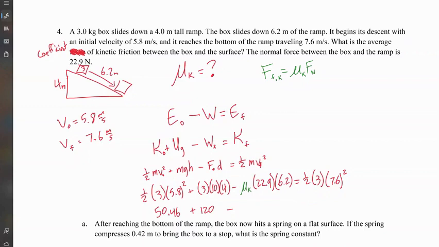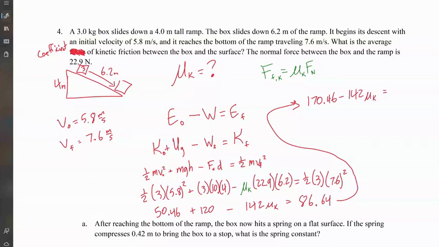Okay, 22.9 times 6.2. So this would be 142 essentially times mu kinetic is equal to, and then 1/2 times 3 times 7.6 squared, 86.64. Okay. So if we set this all up over here, I'm just going to bring this up. Okay. So we get 170.46 minus 142 mu k is equal to 86.64.